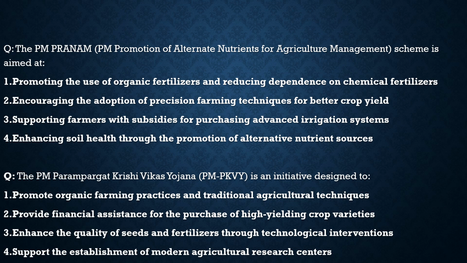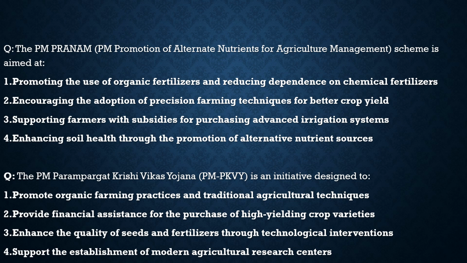It talks about the PM Paramparagat Krishi Vikas Yojana. It says it is an initiative designed to, first, promote organic farming practices and traditional agricultural techniques. 100% correct. Second, provide financial assistance for the purchase of high yielding crop varieties. No, it does not come under it. Statement 3, enhance the quality of seeds and fertilizers through technological interventions. No, it is very much against it. Fourth, support the establishment of modern agricultural research centers. No, this is totally incorrect.